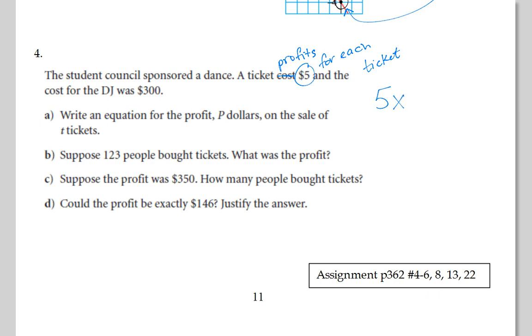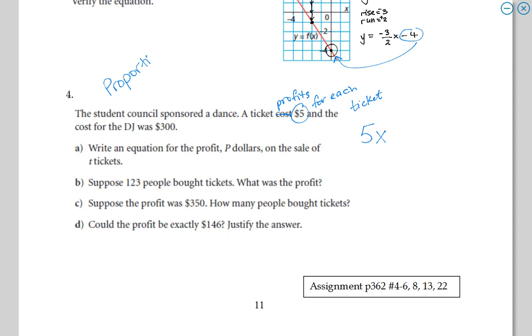5x. If x is 0, you get nothing. If you get 1, it's 5. If you get 2, it's 10. That's called proportion. It's based on a proportion. You're just multiplying 5 by x, where x could be the number of tickets.